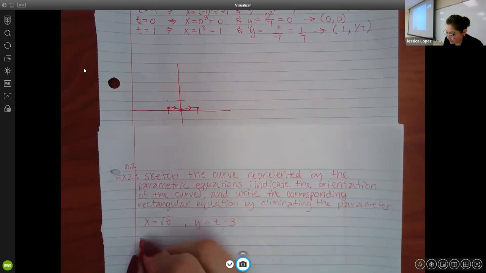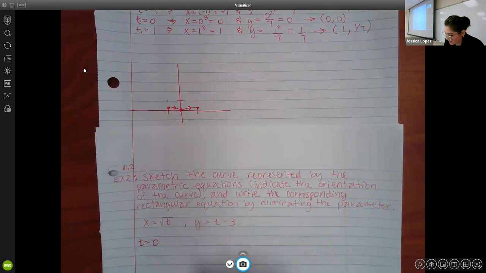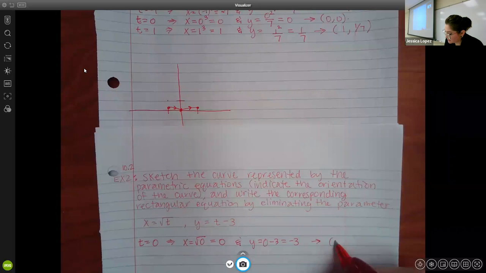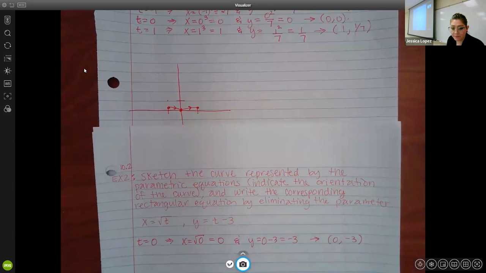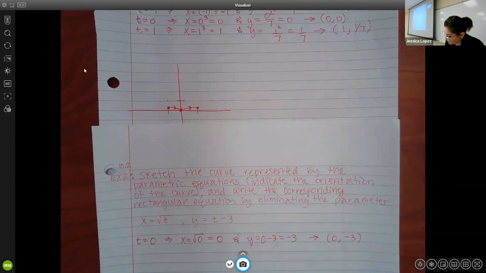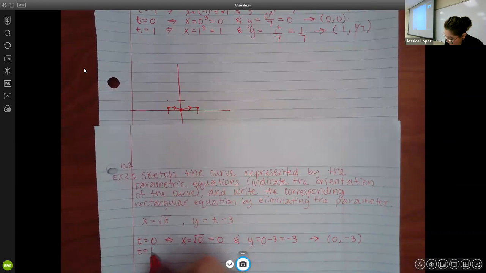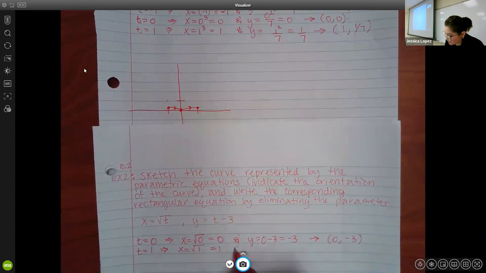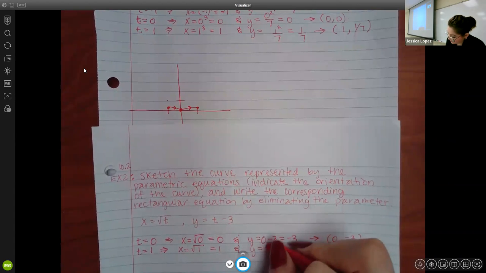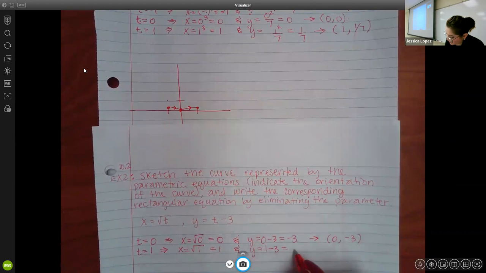So we will have to start at t equal to 0. And then that would mean that x is going to be the square root of 0 and y would equal 0 minus 3. So we get the coordinates 0 for x and negative 3 for y. And then we'll go to the next value, t equal to 1. So I get square root of 1, which is 1, and then y equals 1 minus 3, which is negative 2. So I get 1 and negative 2.